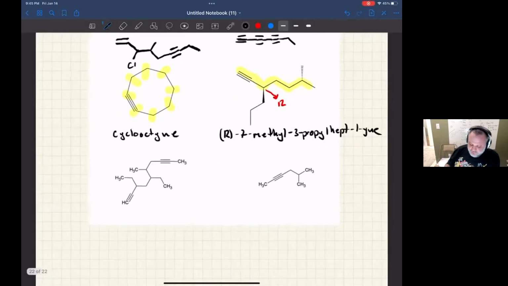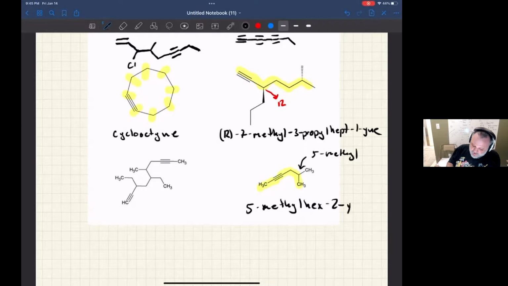Okay. All right, 2 more to go. Let's do the one right underneath it. I think that looks a little bit more straightforward here. So 1, 2, 3, 4, 5, 6. So it's a 6 carbon chain. I've got a methyl group at the 5 position. So it looks like I've got 5-methyl hex-2-yne, with that yne being at the 2nd carbon. It's carbon number 2 there.